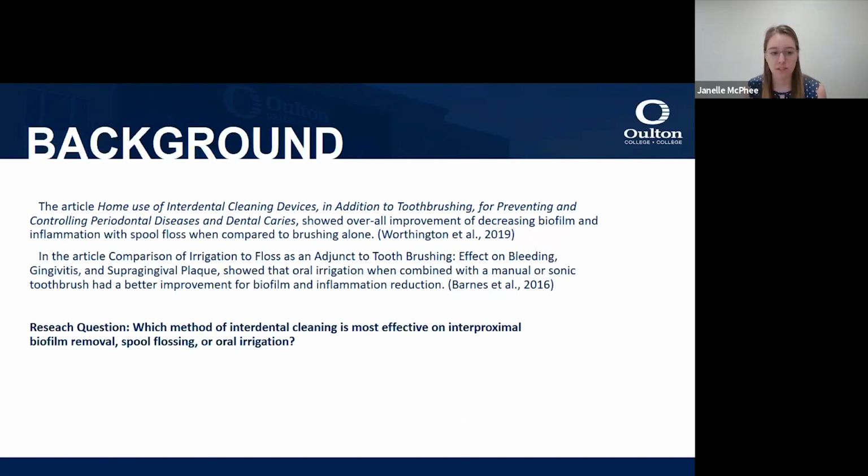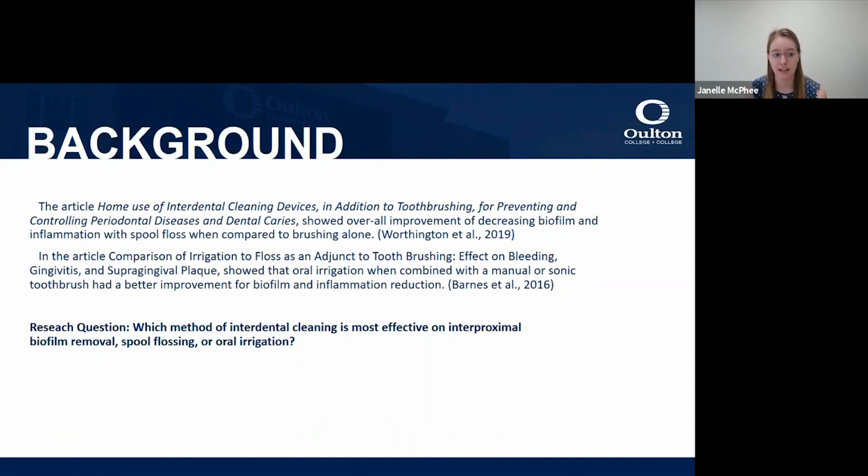So before starting our own clinical trial on these studies, we looked into a couple of articles to get a background and an idea of what we'd be looking into and what other researchers had figured out. The first article we looked at was on home use of interdental cleaning devices in addition to toothbrushing for preventing and controlling periodontal disease and dental caries. This study showed an overall improvement of decreasing biofilm and inflammation with spool floss when compared to brushing alone. So the Worthington study decided that spool flossing had the better results when comparing the two methods.